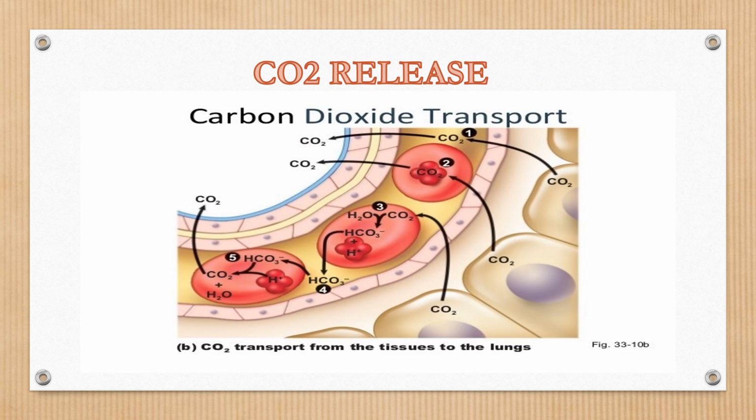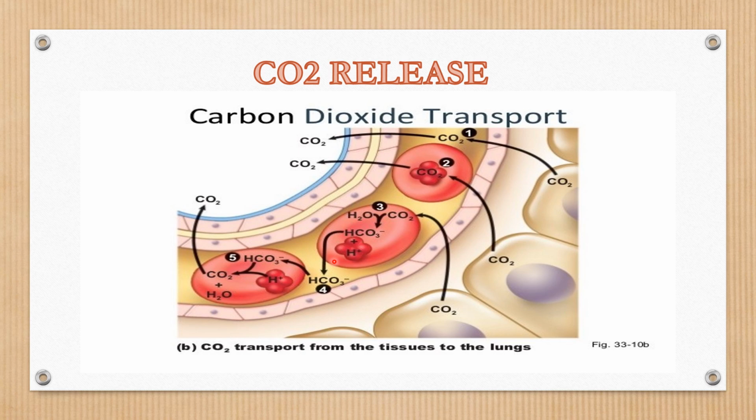Here we'll see the CO2 release. It is again released from the three forms: bicarbonate, carbaminohemoglobin and the dissolved state. In this picture we'll see the release of CO2 from bicarbonate into the plasma. The oxyhemoglobin formed in the RBCs is a strong acid. So increased acidity of blood results in increased H+ ion concentration. To neutralize it, the bicarbonate ions diffuse into the RBC.